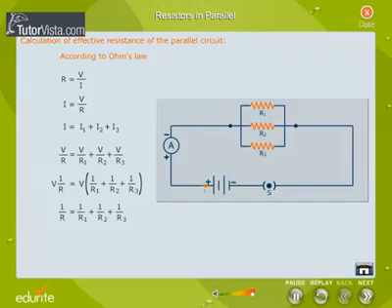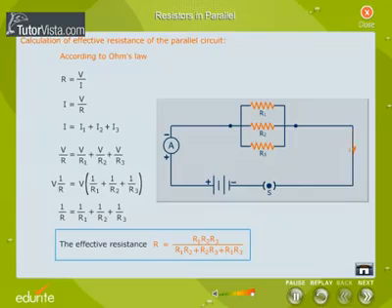This equation can be further simplified as shown here. Therefore, the effective resistance R is equal to R1 R2 R3 by R1 R2 plus R2 R3 plus R1 R3.